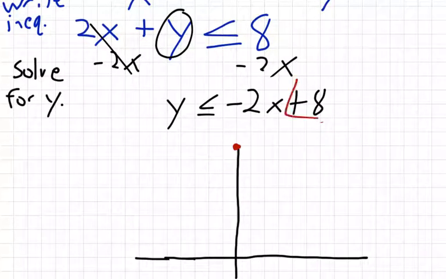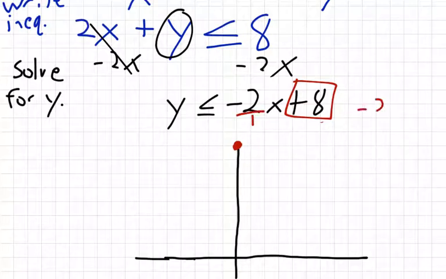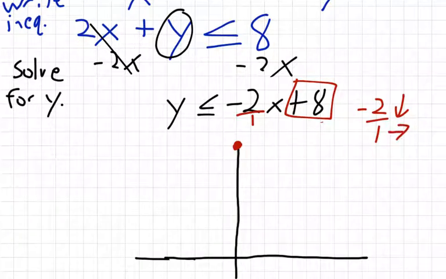So I'm going to start by graphing my y-intercept. I go up 8 on the y-axis and put a dot. Then I'm going to use my slope, which is negative 2 over 1, and that rises down since it's negative, and the run is to the right since it's positive. So down 2, right 1, down 2, right 1, down 2, right 1, and down 2, right 1.